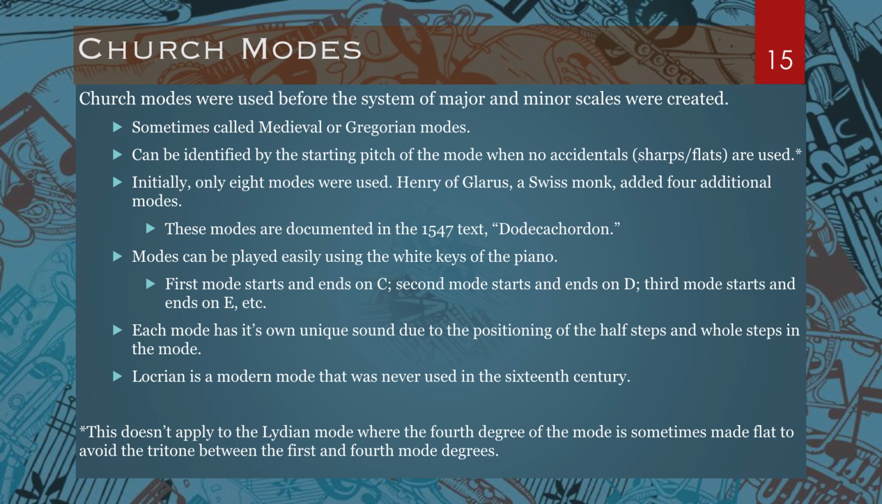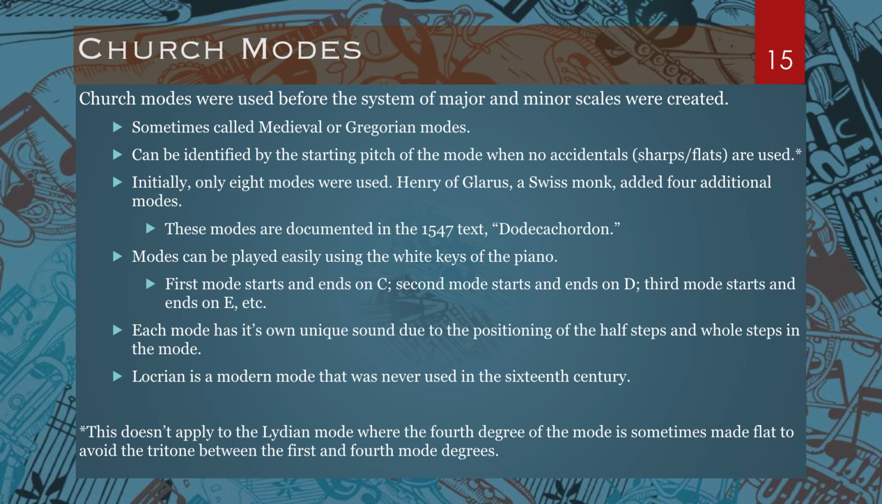Because of that unique configuration, some modes will consist of a different sequence of half steps and whole steps, and that changes the way it sounds. One mode that was never used in the 16th century is a mode called Locrian, and that's because there's actually a tritone, which is something you'll learn about later on. It was known as the devil's interval, between the first scale degree and the fifth scale degree.